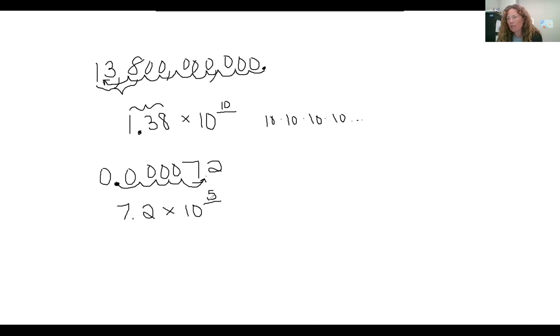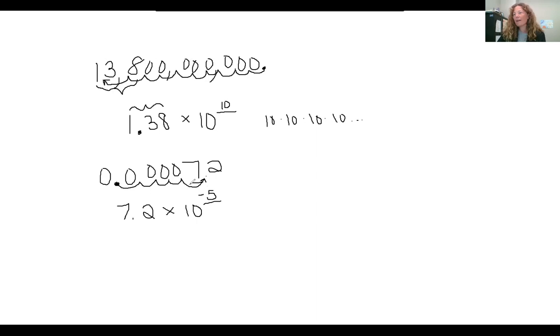Now if I stop and think, 10 to the 5th is a big number. It's 10 times 10 times 10 times 10 times 10. 7 times a really big number is a big number that starts with 7. That's not what I have. I have a really small number that starts with 7. So that doesn't work. That tells me my exponent must be negative. If that's good enough for you, that works.